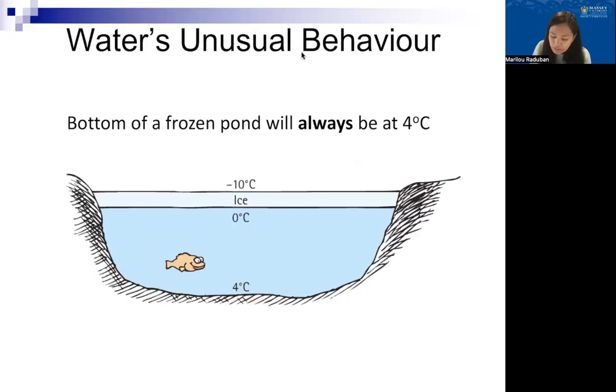So if you look at the temperature of a frozen lake, you have the very cold temperature, and you have ice, which is at freezing point 0 degrees Celsius. But then the most dense water always sinks down to the bottom of the lake. Okay.